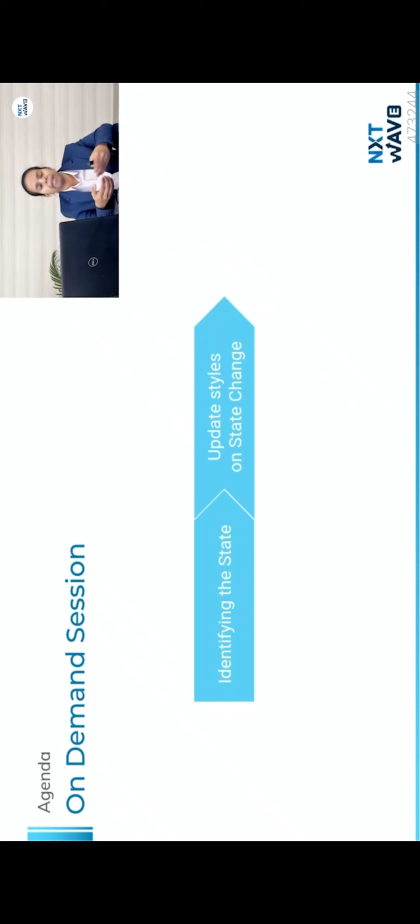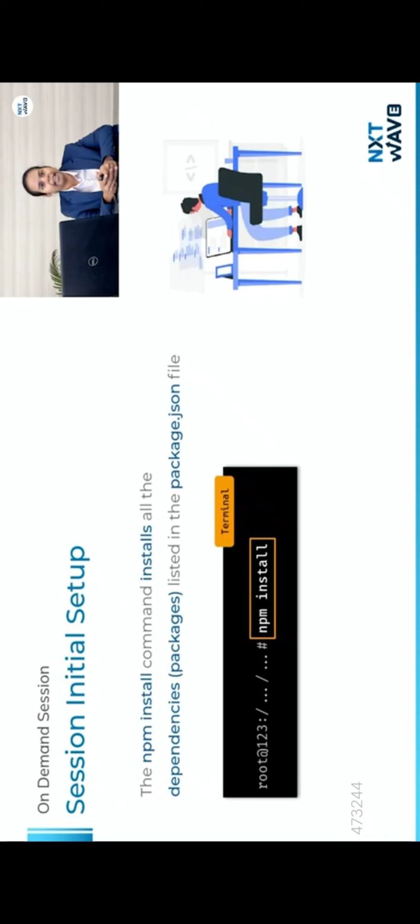Understand what data to be placed in the state. Okay, and then we'll also see about how we can update the styles based on the change in the state. To set the code breakdown for today's session, you need to run this and then npm install. With this, the code breakdown will be set for today's session. Okay, so let's get started.